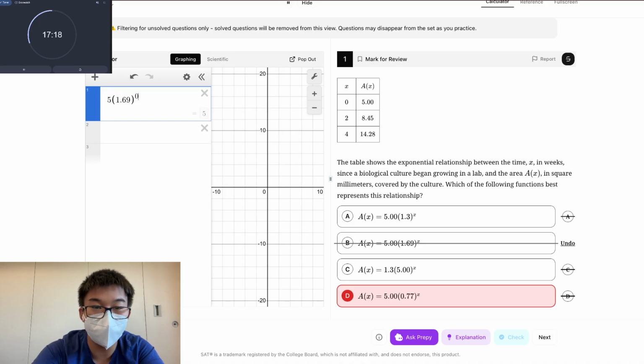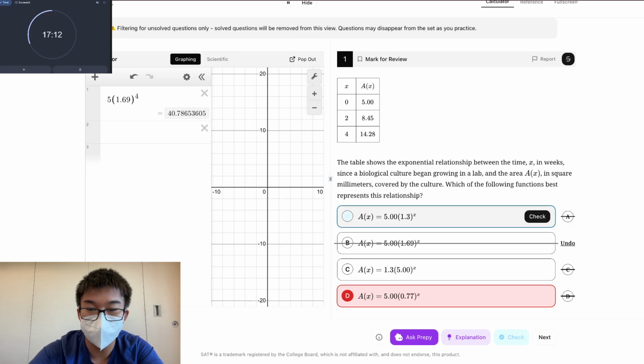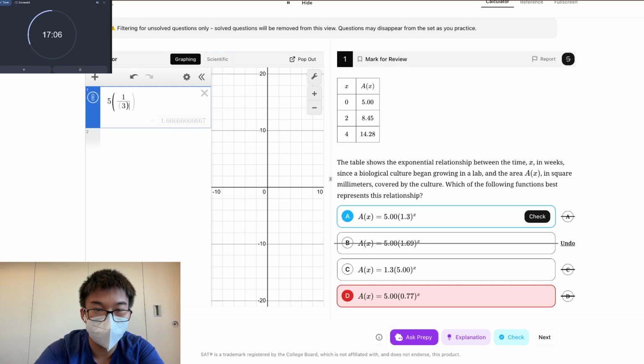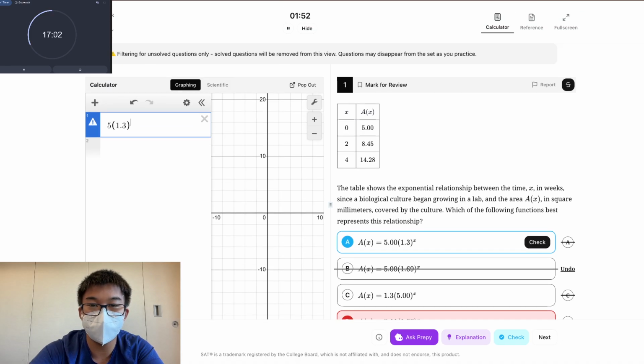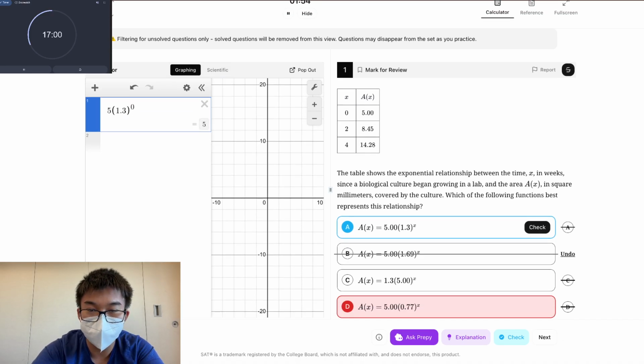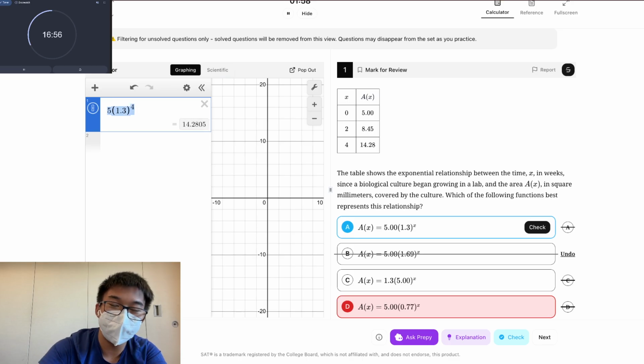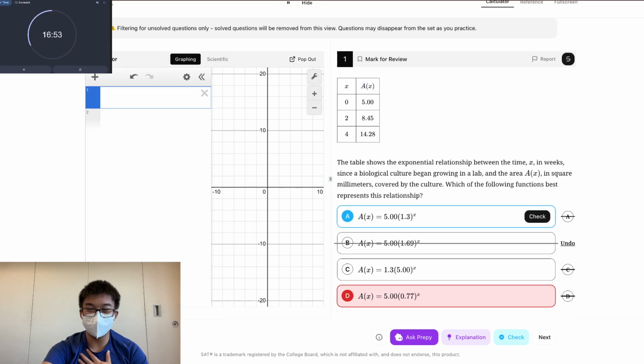So let's do 0. Oh, 0.2. Okay. So maybe it was this actually, now that I think about it. 1.3. So this is okay. I'm taking way too long, but 0 is 5, 2 is this, and 4 is okay. I guess okay. So you plug it in correctly. Okay, don't be like me.